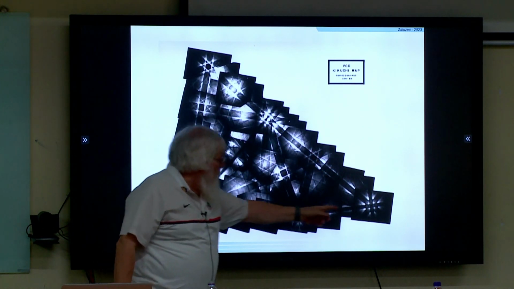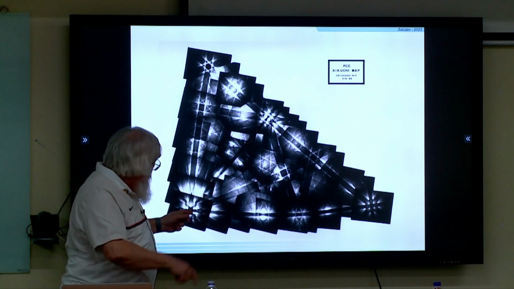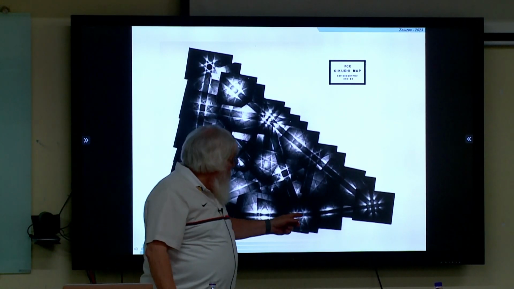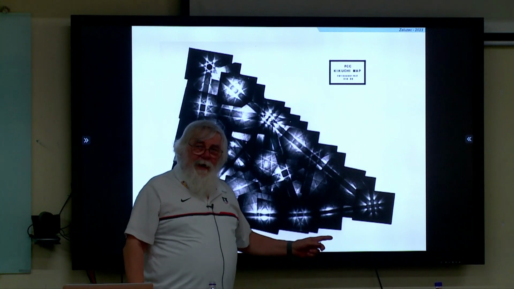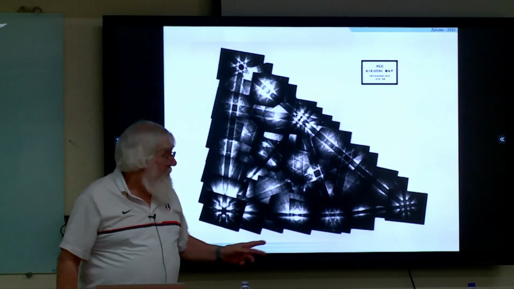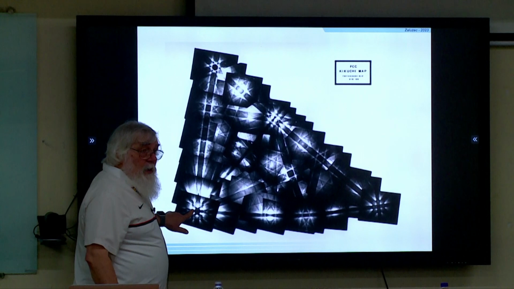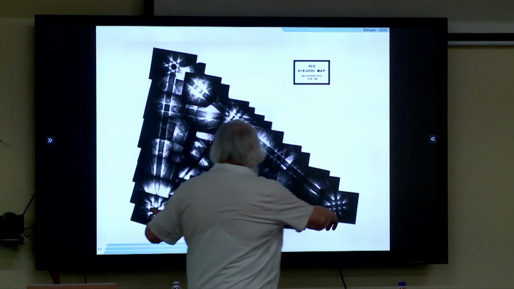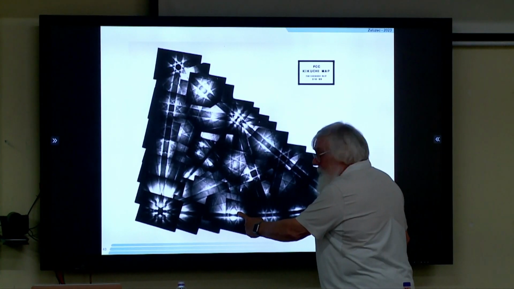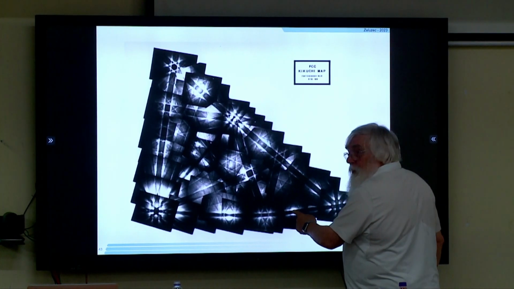Or I can go from 001 to 001 to 011, or I can go to 012, 013, 014. Now, who caught what I just did? I did simple vector math. I know that's 001. I know that's 011. If I do a simple vector addition between those, I'm going to get that point. What's it going to be? That's 012. I'm going to do vector math from this one plus this one. I'm going to get that 013, 014.